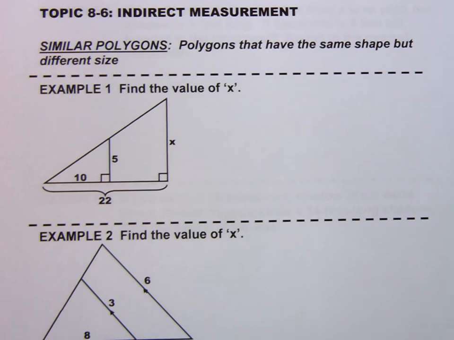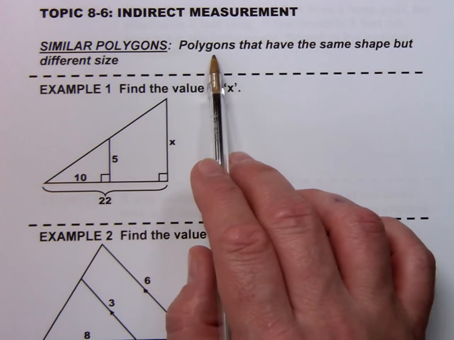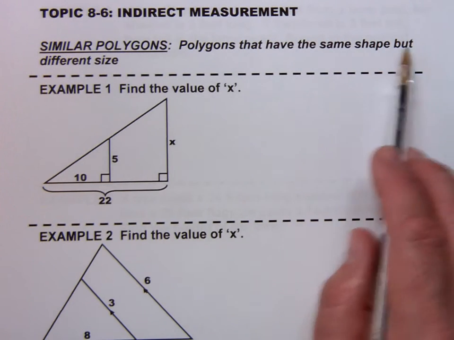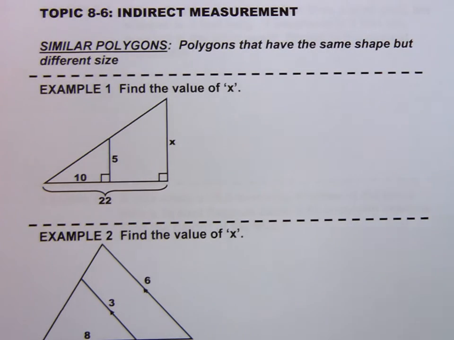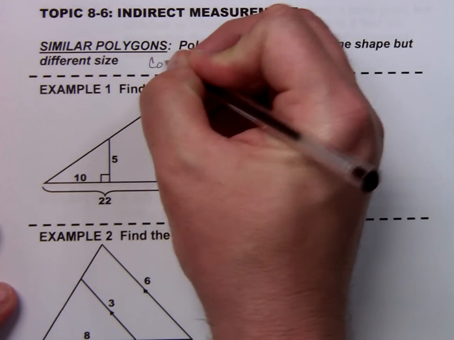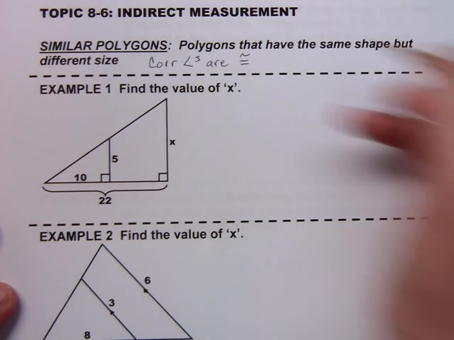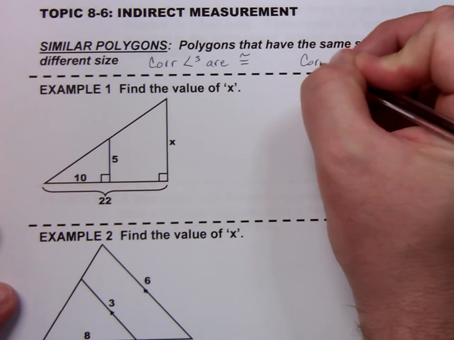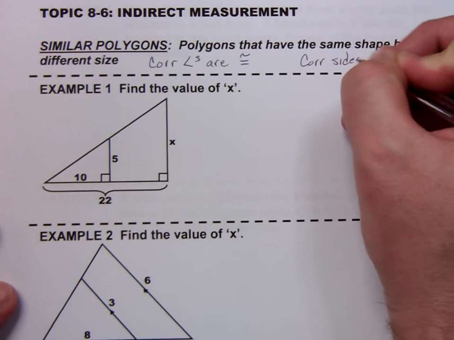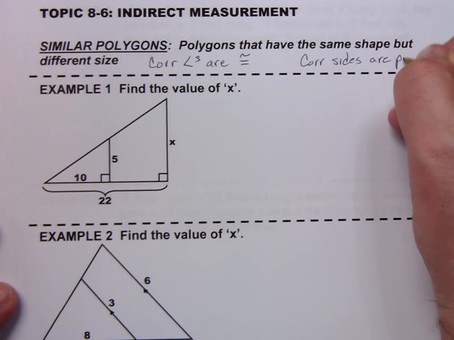Alright, we're dealing with 8-6 here. We're going to use similar figures to solve some things for indirect measurement. I just want to remind you that similar polygons are polygons that have the same shape but different size. And with that, their corresponding angles are congruent and their corresponding sides are proportional.